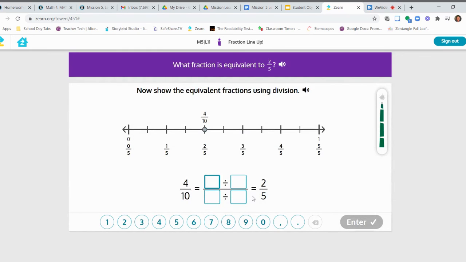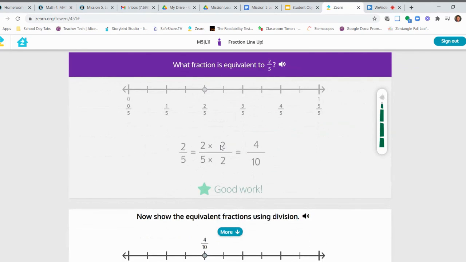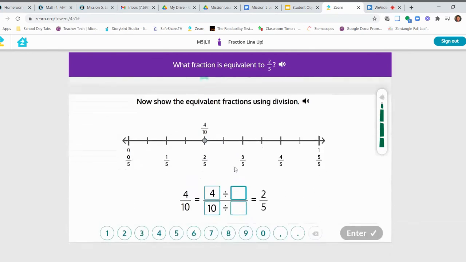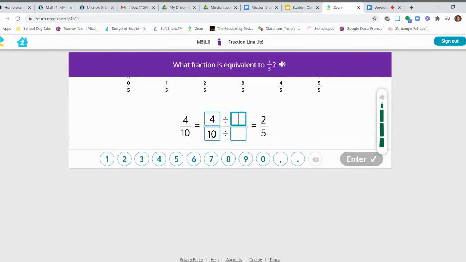Now show equivalent fractions using division. So now it just wants me to do it in reverse. Now I'm starting off with 4/10, and I want to get back down to 2/5. So we just flip it. I'm just going to rewrite 4/10 again. But what are we dividing by? Well, what did we multiply by before? We multiplied by 2, and now we're just reversing it. If we multiply by 2 there, now we flip it, and we're going to divide by 2.